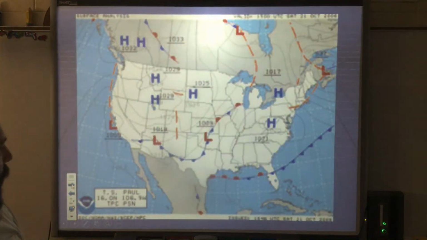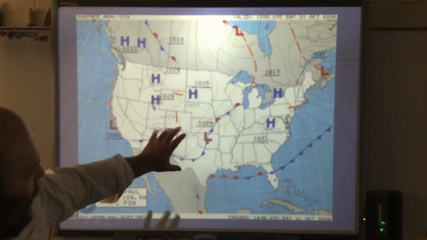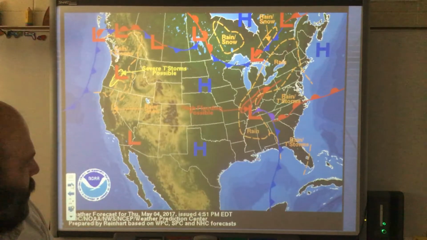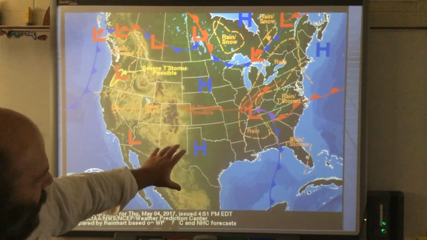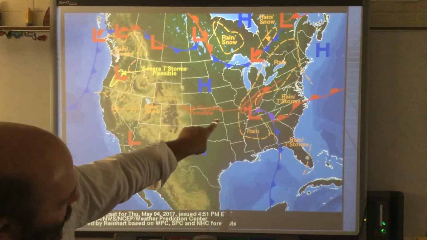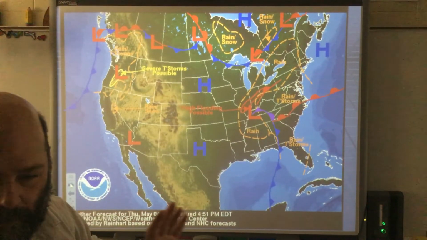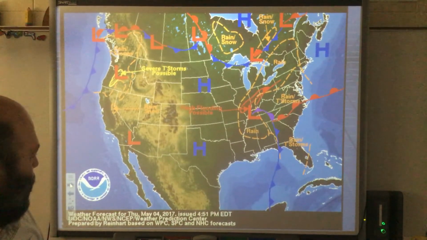Oops. All right, here's another one. A bunch of L's and a bunch of H's all over the map. Here's another one, a little bit nicer. You can see there's a low right there, right near us, and a couple of highs. Now, these are all old weather maps, guys. These are not from today.